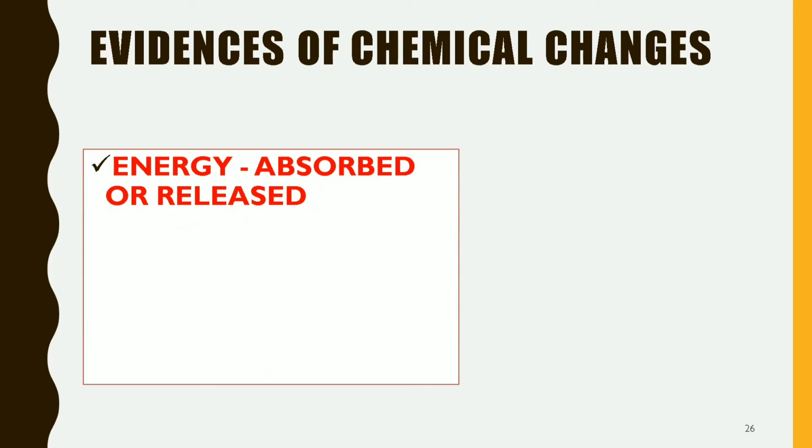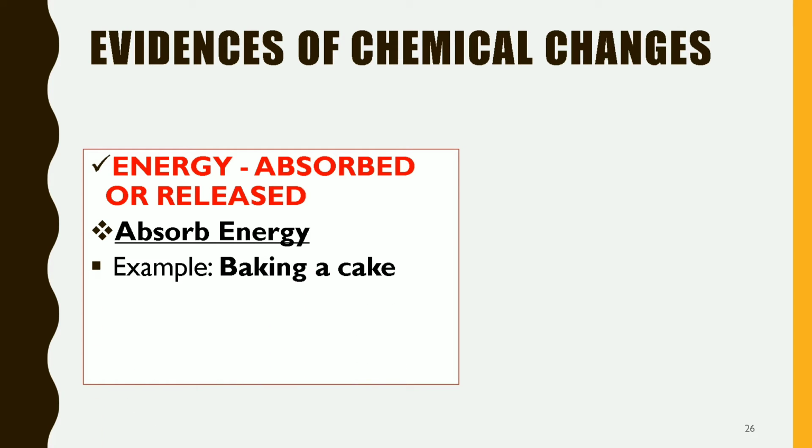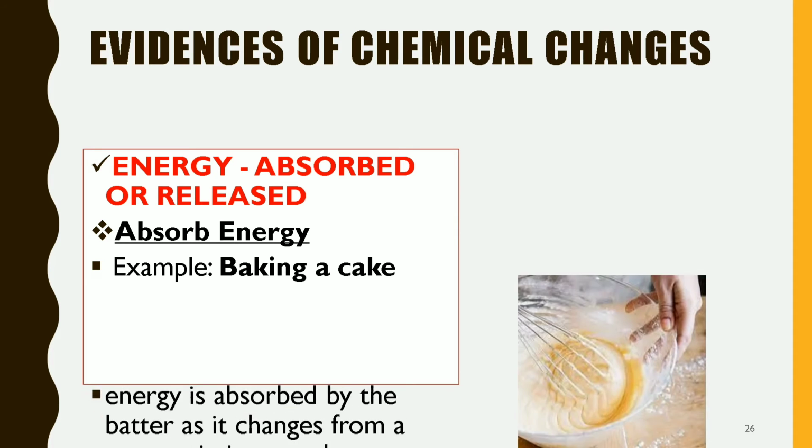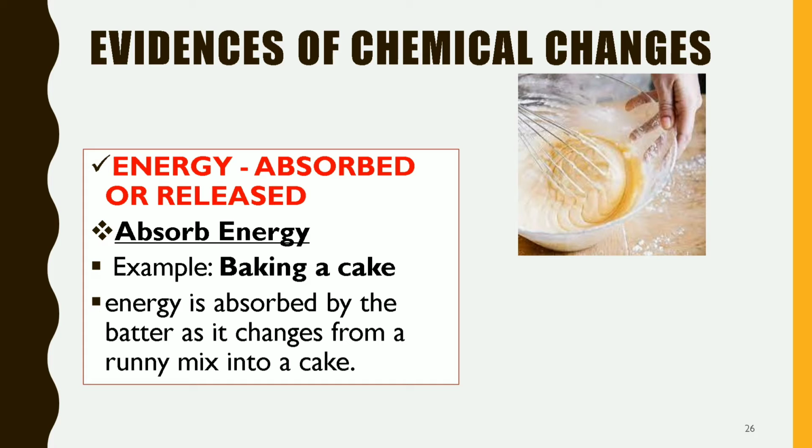Next is energy absorbed or released. Another sign of a chemical change is the release or gain of energy by an object. Many substances absorb energy to undergo a chemical change. Like in baking a cake. Energy is absorbed during chemical changes involved in cooking. When you bake a cake, energy is absorbed by the batter as it changes from a runny mix into a cake.